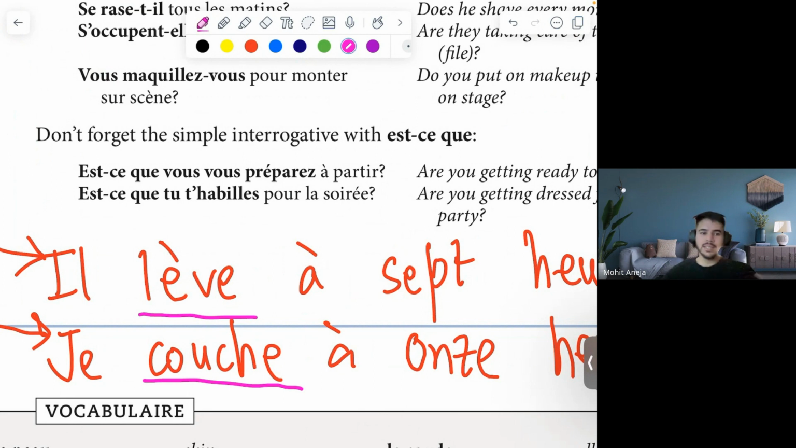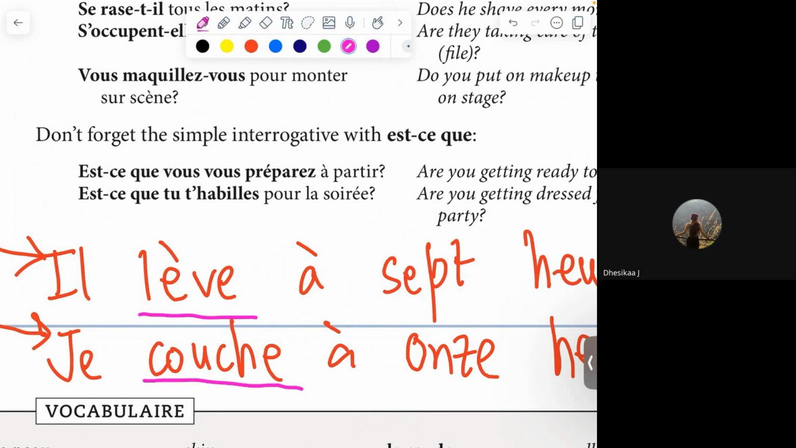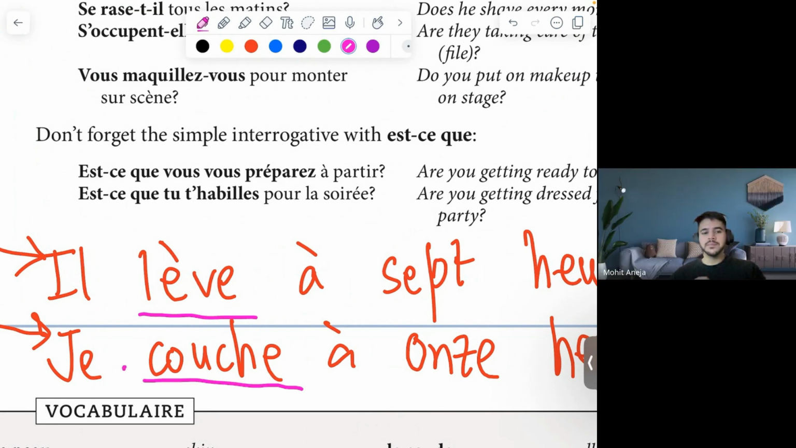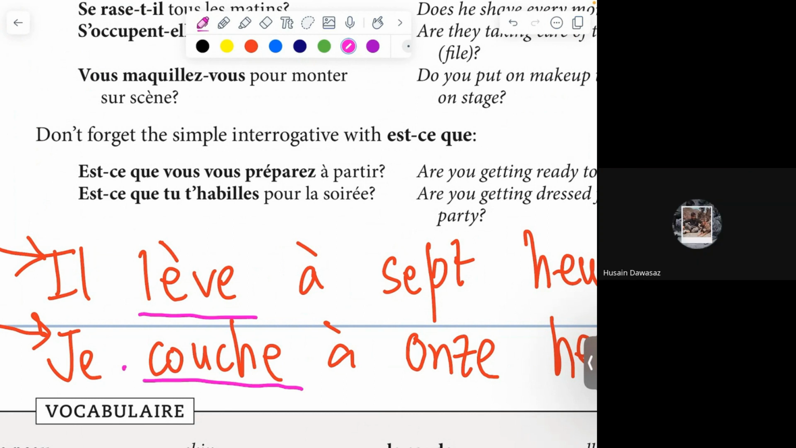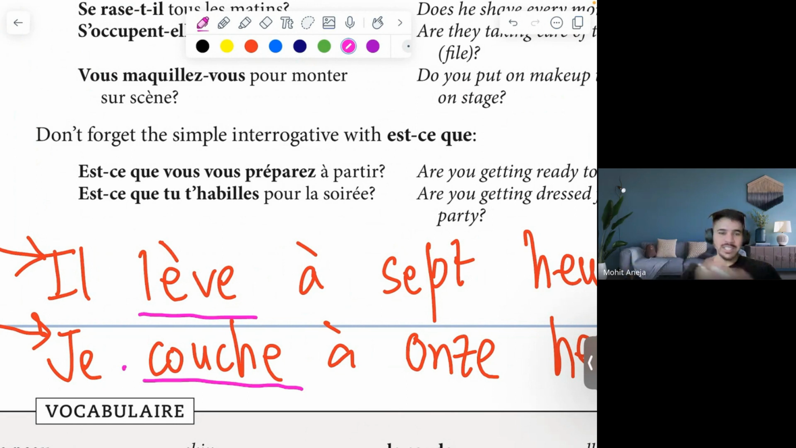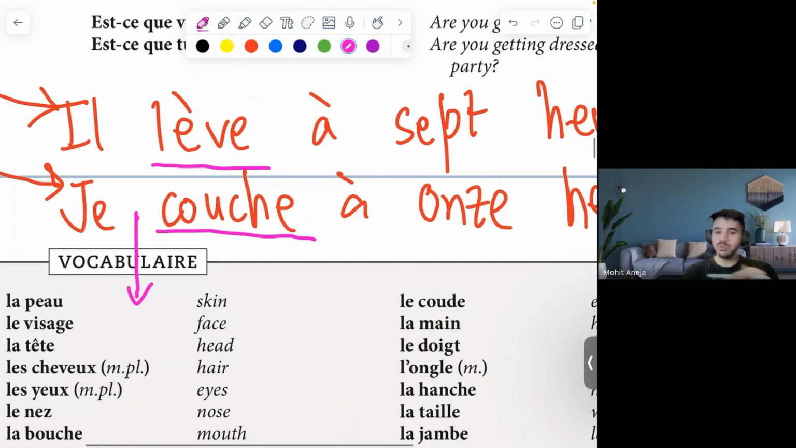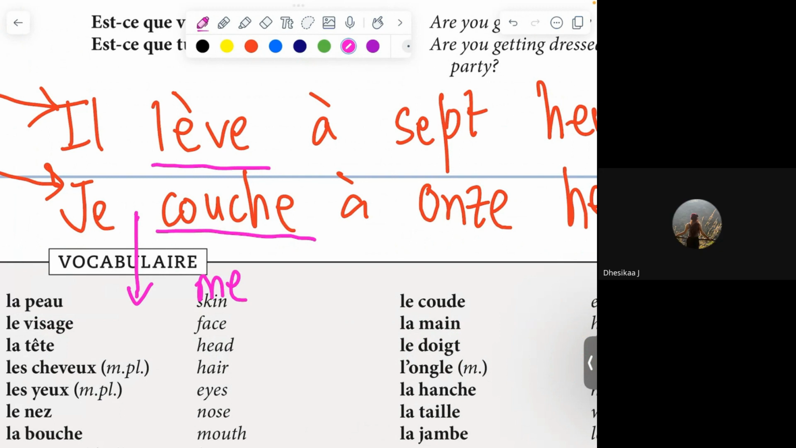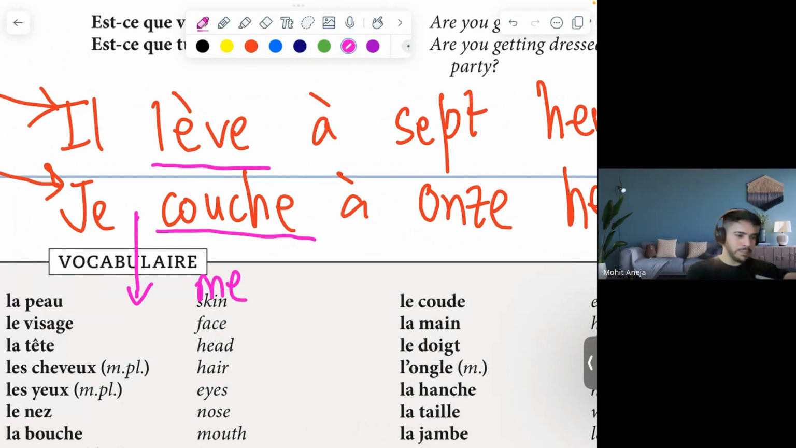ठीक है, यहाँ पे se है ही नहीं। जो के साथ se किस फॉर्म में आता है? Second sentence में how do we know this is not a pronominal verb? Again, same reason. Se की जगह क्या आता है? Infinitive verb. Normal verb. यहाँ पे अगर this were a pronominal verb, यहाँ पे एक me आता: je me couche. ठीक है, बट यहाँ पे se आता क्योंकि il se lève.